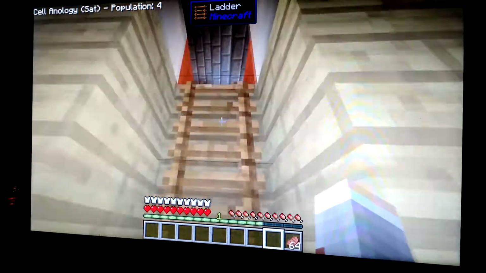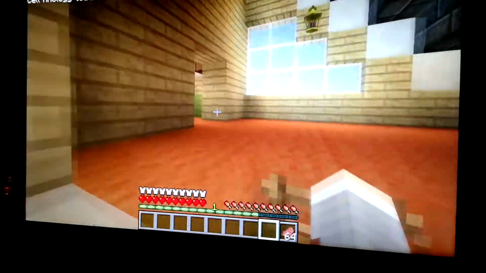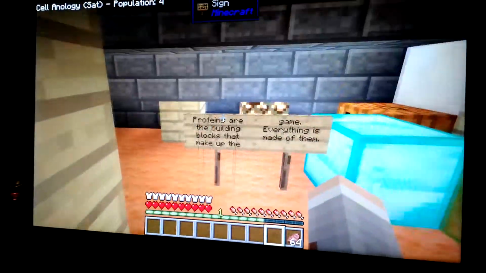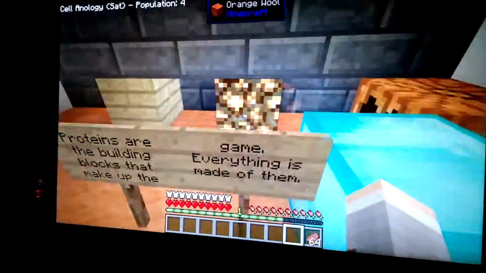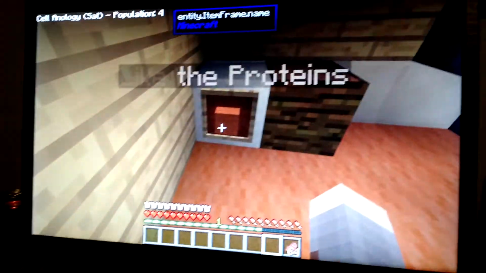All right, now we're going to be moving up, and inside of a cell, everything is made up of proteins, so they would be like the building blocks of the cell. And in the game, they're basically the blocks, because the whole game is definitely made of blocks.